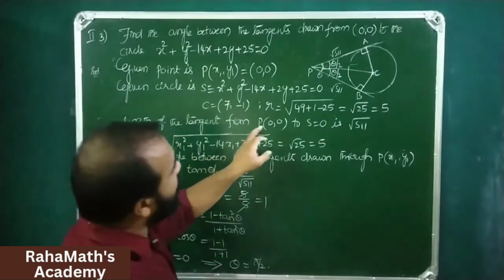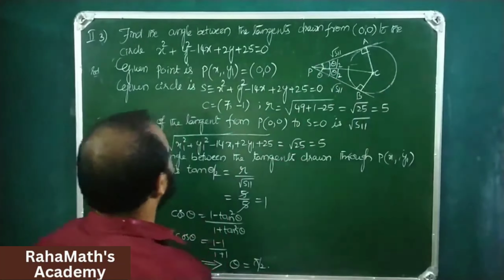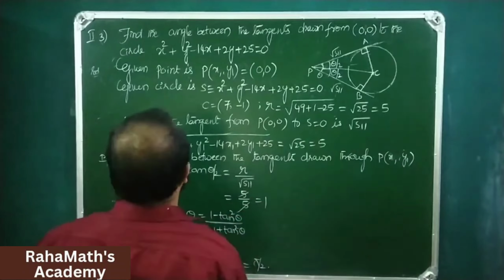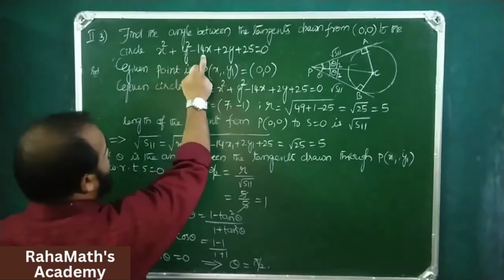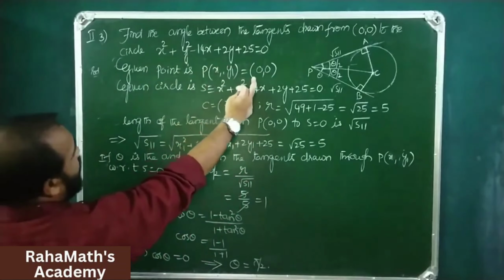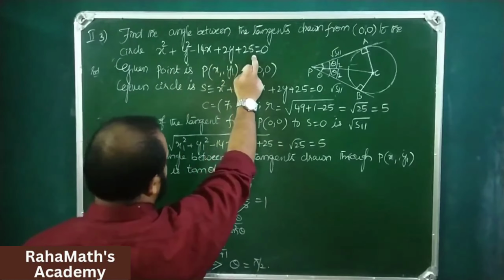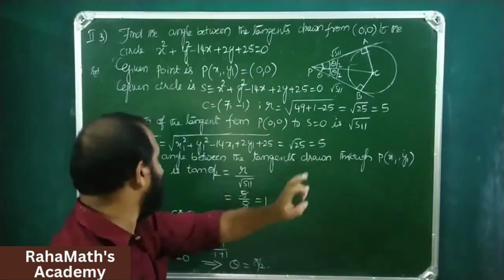And what is root S11? The length of the tangent drawn from P to this circle. So root S11 is the square root of x1 square plus y1 square minus 14x1 plus 2y1 plus 25. So x1, y1 being 0, 0: 0 square, 0 square, 14 times 0, 2 into 0, plus 25. So root 25 is 5.